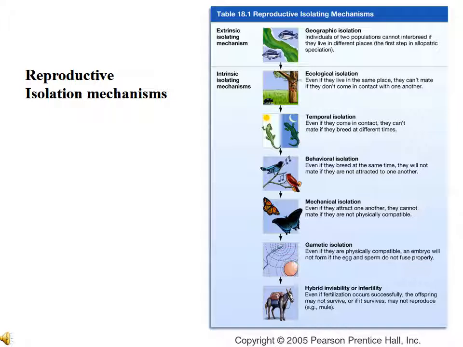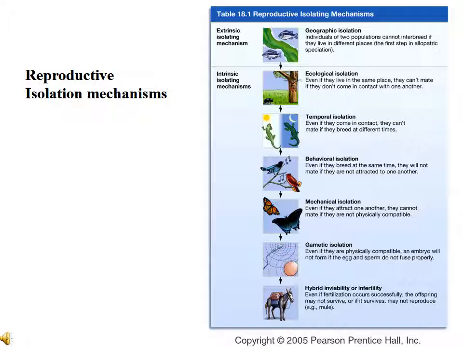Now, if we can overcome this barrier, we still have another barrier called mechanical isolation. In mechanical isolation, the organisms evolved so that the sexual organs simply do not match up. And of course, if that happens, mating cannot occur.